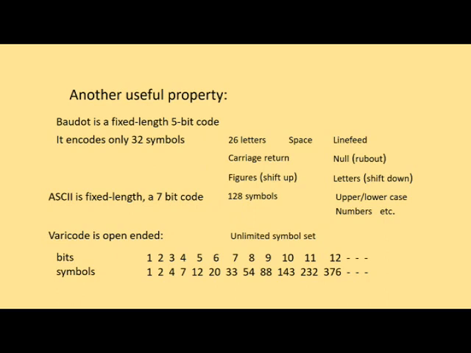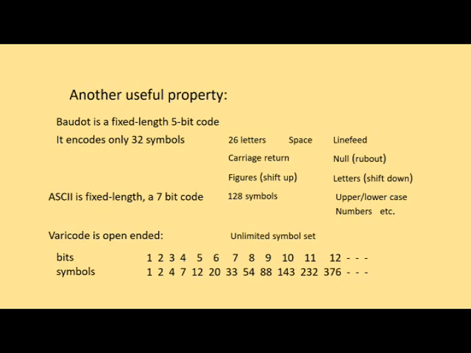Another useful property pops up. Besides the short sequences for the most frequently occurring symbols, the varicodes are open-ended. BAUDOT is a fixed-length 5-bit code that can encode only 32 symbols, which are the 26 letters, and space, line feed, carriage return, null or rub out, figures, which is shift to uppercase, or letters to shift to lowercase.